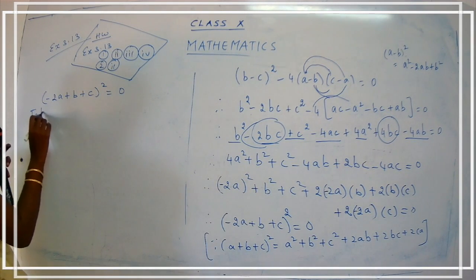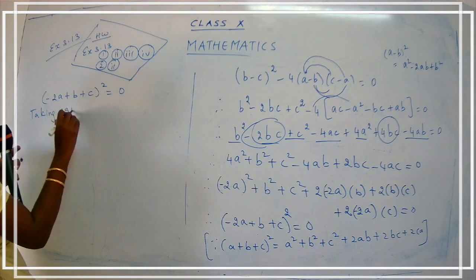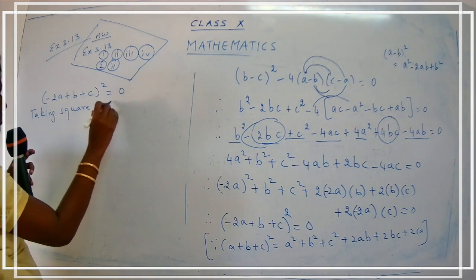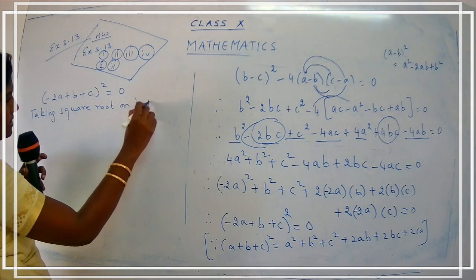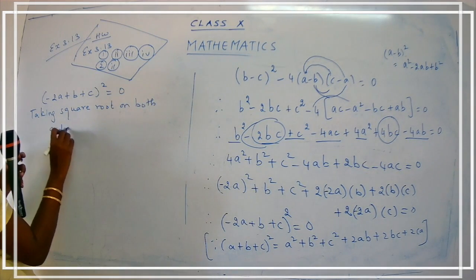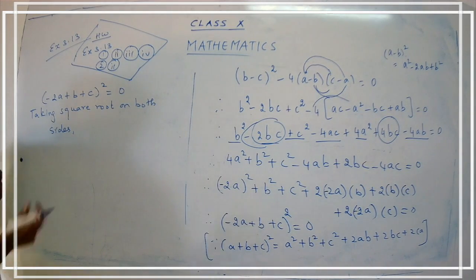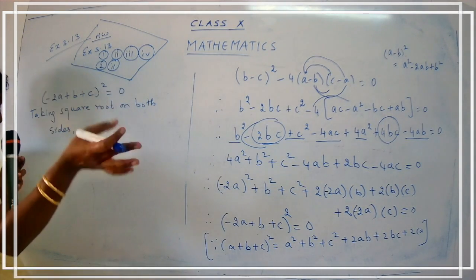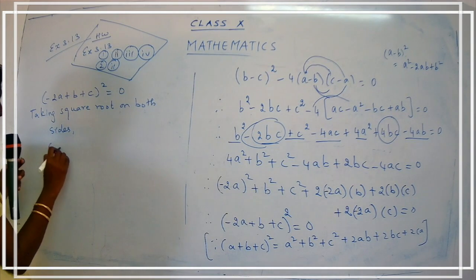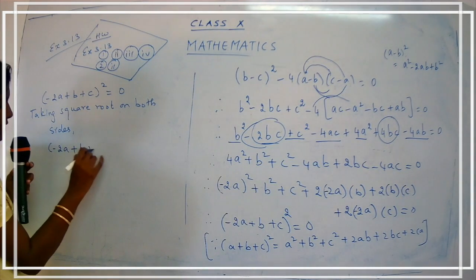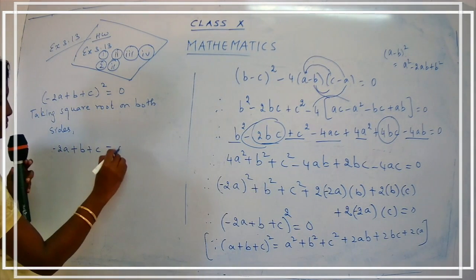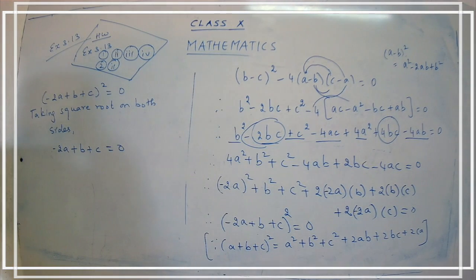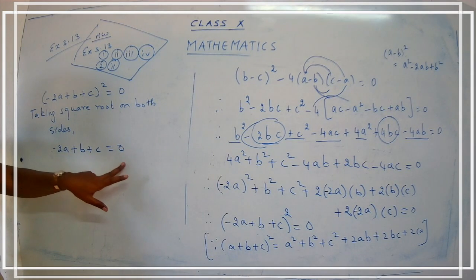So taking square root on both sides. What do you get when you take square root? The square root term goes, the square sign goes, and square root of 0 is 0. So you get minus 2A plus B plus C is equal to 0.